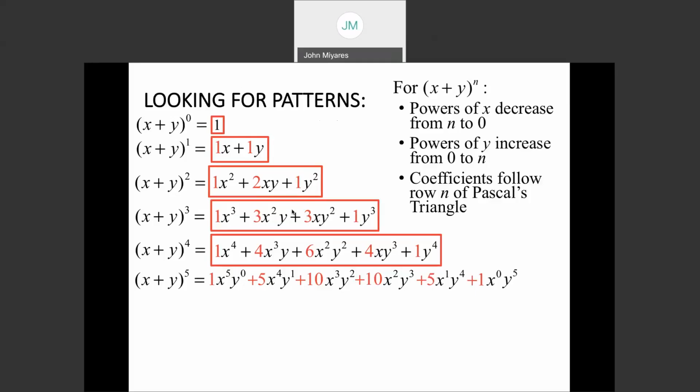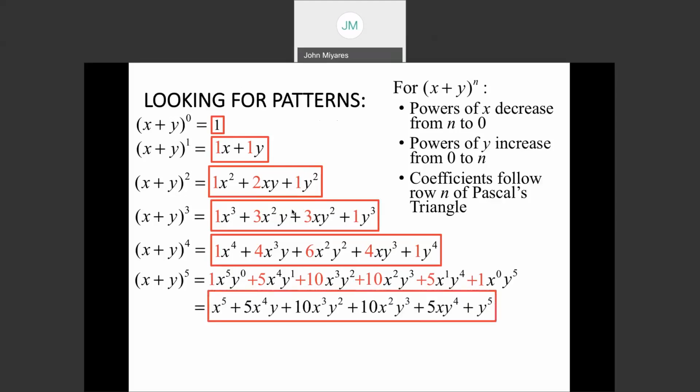Now what we'll try to do is clean this up a little bit. The coefficients of 1 could be simplified so they don't have to be there, and anything to the 0 power is also 1. So this will simplify as x to the 5th plus 5x to the 4th y plus 10x to the 3rd y squared plus 10x squared y to the 3rd plus 5xy to the 4th plus y to the 5th.